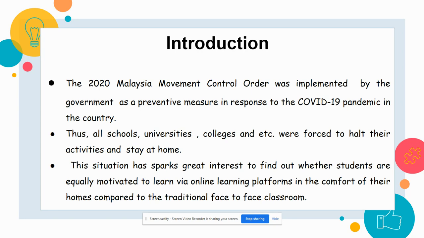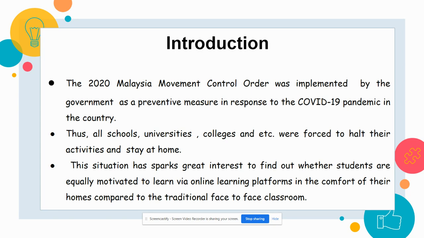So let us begin with the introduction. The 2020 Malaysia Movement Control Order was implemented by the government as a preventive measure in response to the COVID-19 pandemic in the country. Due to this condition, all schools, universities, colleges, and so on were forced to stop their activities and stay at home.